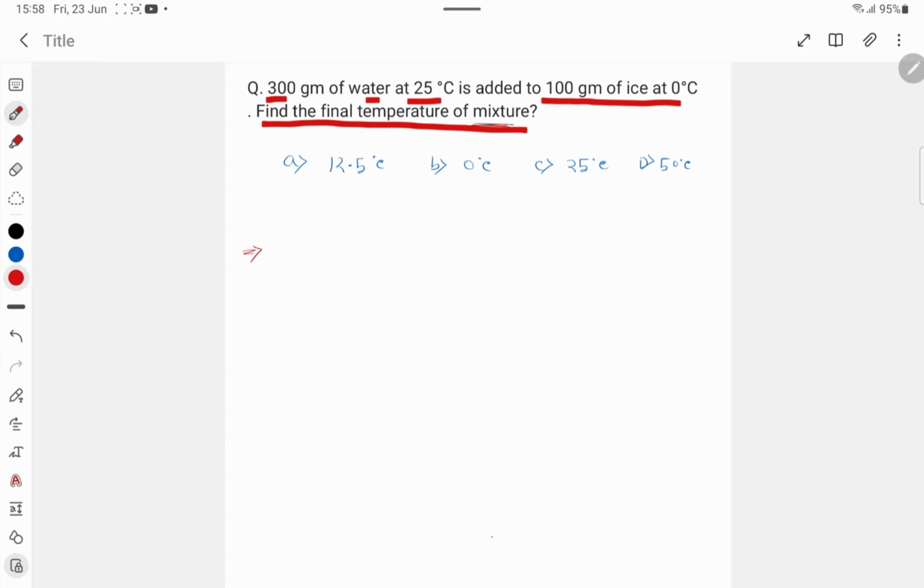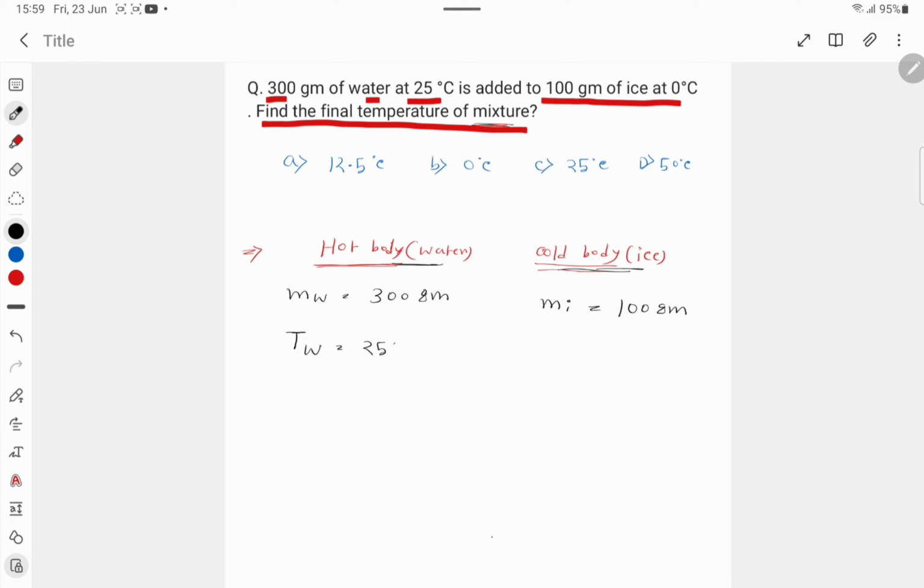So there is a hot body, means the water, and there is a cold body, means the ice. This is the water part and this is the ice. So the mass of the water is given by 300 grams and the mass of the cold body, means the ice, is given by 100 grams, and the temperature of water is 25 degrees Celsius and the temperature of ice is 0 degrees Celsius.